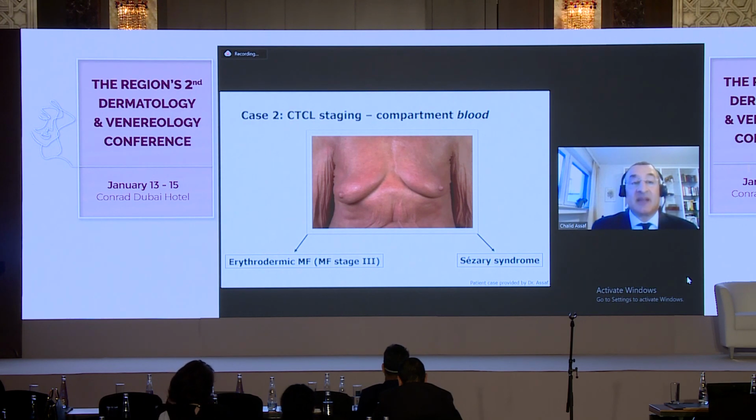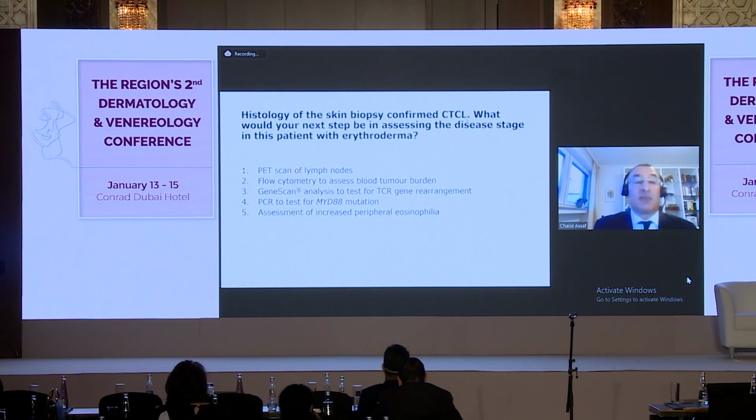And the next step is to differentiate if it's only, let me say, erythrodermic mycosis fungoides, or if it's a Sézary syndrome. And for the definition of Sézary syndrome, of course, we need the next step, the situation in the compartment blood. And for the blood, we have defined by histology that it's a cutaneous T-cell lymphoma. So what is the next step? What do we need for the blood? Due to the time, I will go on.